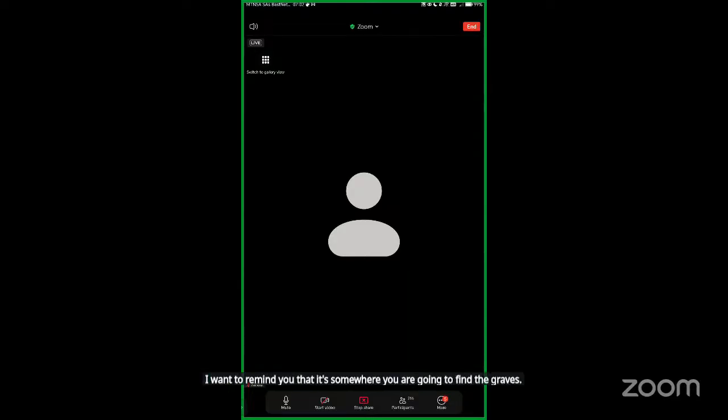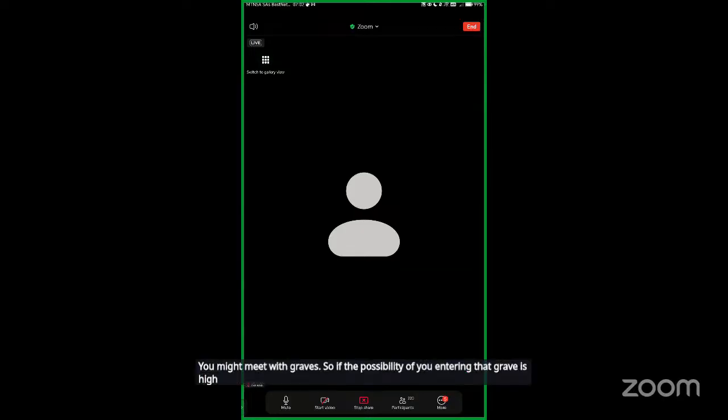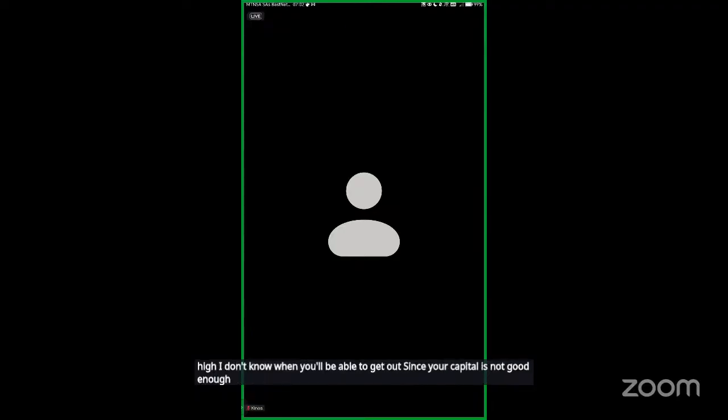You might meet with graves. So if the possibility of you entering that grave is high, I don't know when you'll be able to get out, since your capital is not good enough to help you open the margin call windows in the grave so that you can get out.